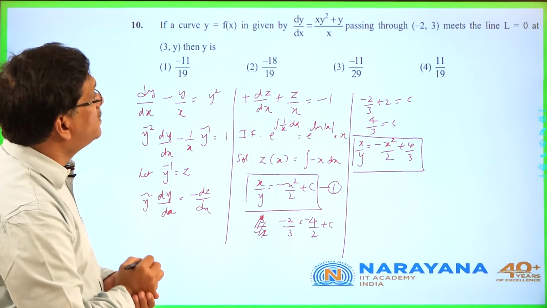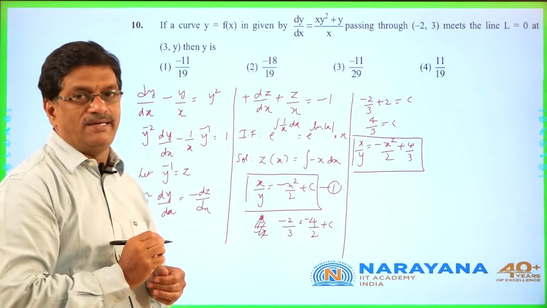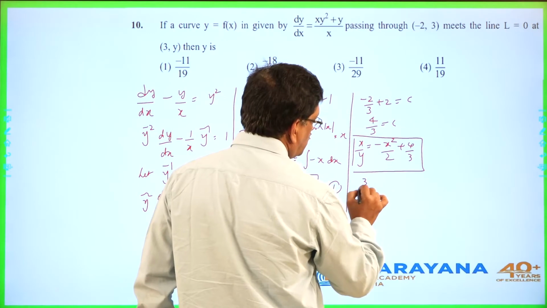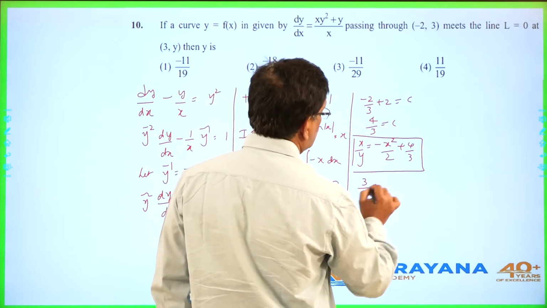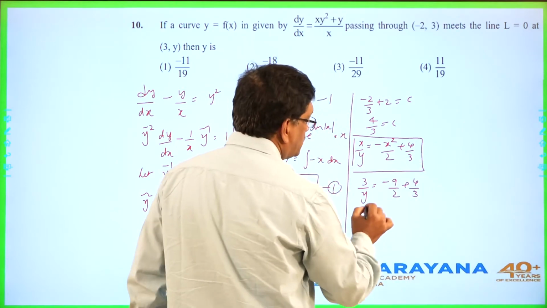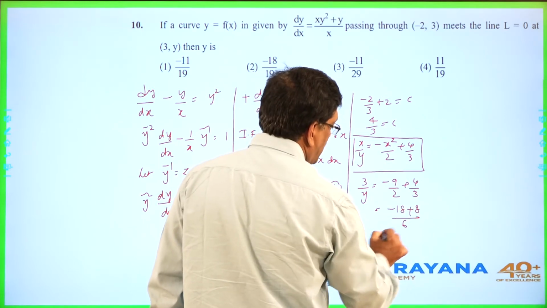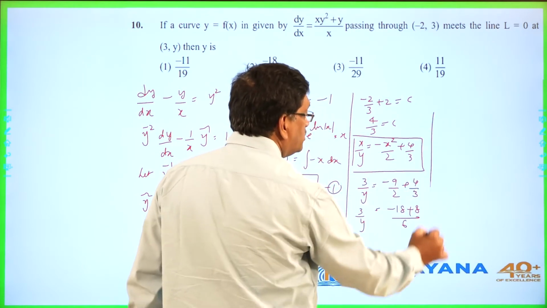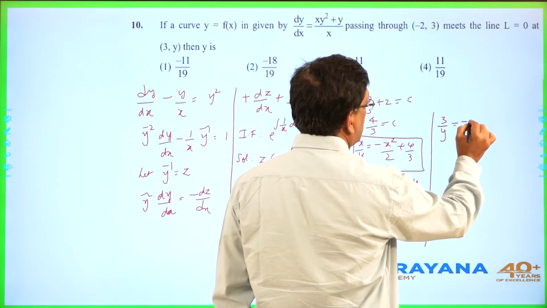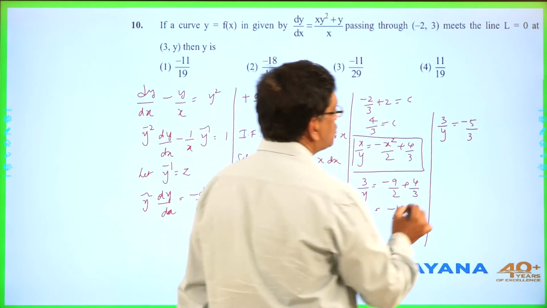Now what he is asking? This meets a line L equal to 0 at 3 comma y. Then what is the value of y? Let us substitute it. x is equal to 3. 3 by y equal to minus 9 by 2 plus 4 by 3. That is nothing but minus 18 plus 8 by 6. 3 by y equal to minus 10 by 6, minus 5 by 3. Let us cross multiply.